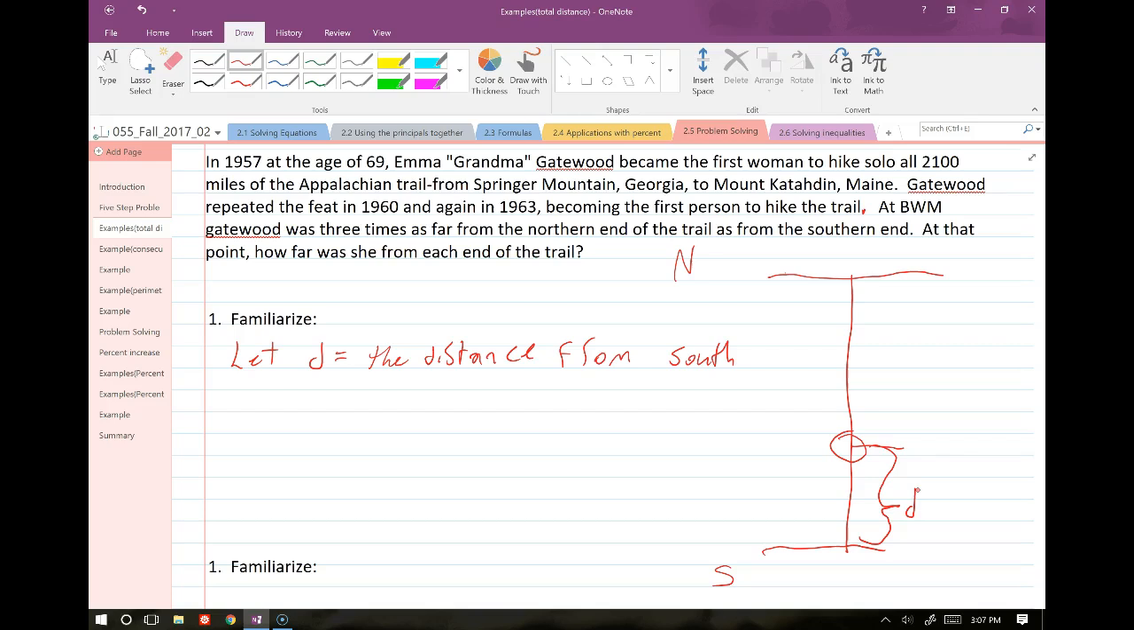Well, if D, so let's see now, how do I say this? So this is basically saying that the northern side is three times the size of this southern side, right? And so this is 3D.